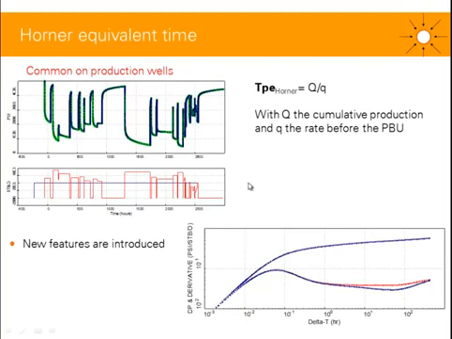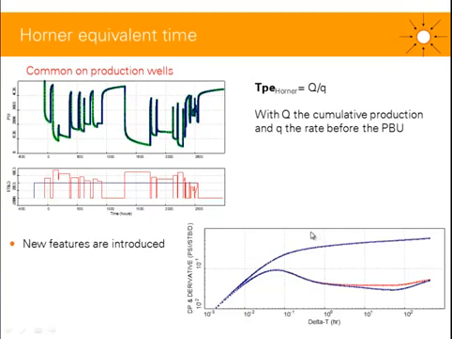On production wells, we might have another type of problem, which is to oversimplify the rate history. So in red, we've got the complete rate history, and in blue, we've got a simplification of the rate history, which is a constant rate production period of rate equal to the final rate before the PBU of interest, and of duration equal to tpe, which is the Horner equivalent time. And this is defined by dividing the cumulative production by the rate before the PBU.